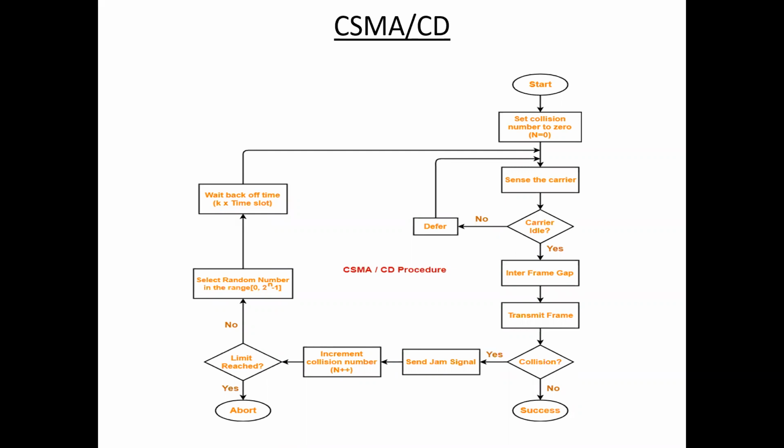On the detection of a collision, the station stops transmitting and sends a jam signal to all the other stations. Suppose station A sends the data and detects a collision. Then station A stops transmitting and sends a jam signal to all other stations B, C and D. That is carrier sense multiple access with collision detection.